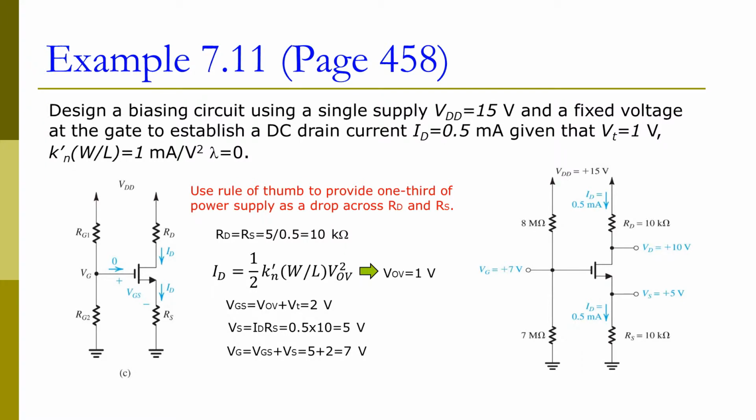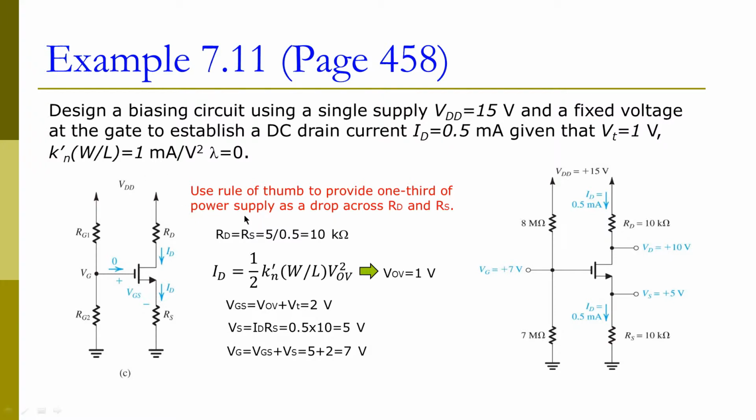Now here is an example of how to design a biasing circuit using a single supply, VDD equals 15 volts, and also a fixed voltage at the gate to establish a DC drain current with ID equals 0.5 milliamps. Given that our VT equals 1 volt and Kn prime W over L equals 1 milliamps per volt squared, and lambda equals 0, which means we ignore the Early effect.